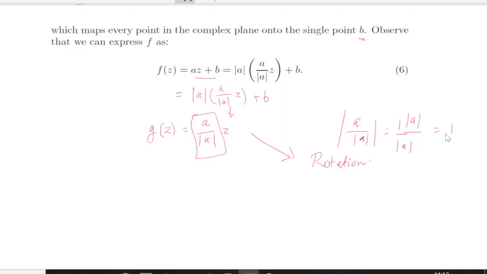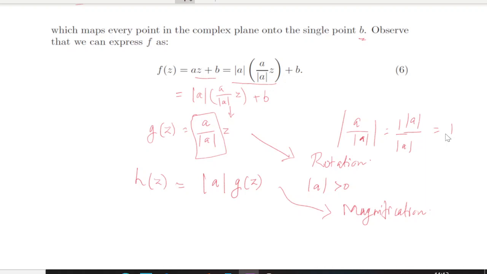Now I have found g(z). Next, I consider this quantity, which I denote as h(z). So h(z) = |a| times g(z). Here, |a| is greater than 0: if a is not equal to 0, then |a| should be greater than 0. That means, by definition, this is nothing but a magnification, using the definition only.